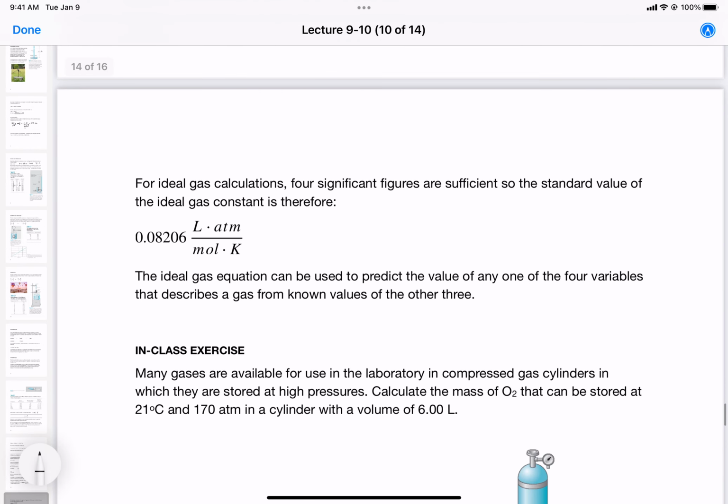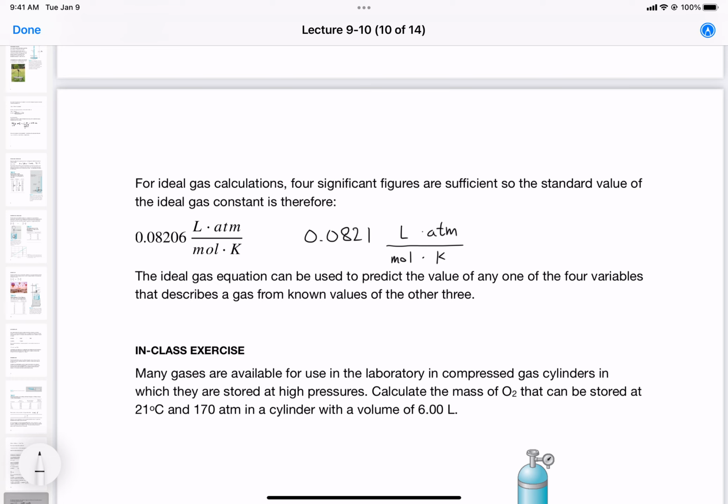Okay. For these calculations, we can simplify this to just 4 sig figs. So usually it's 0.08206, or you can also use 0.0821 liter atmospheres. But usually I would use all 4 sig figs in this case.